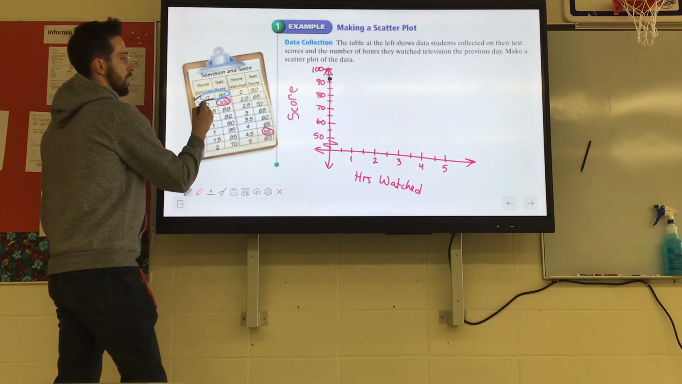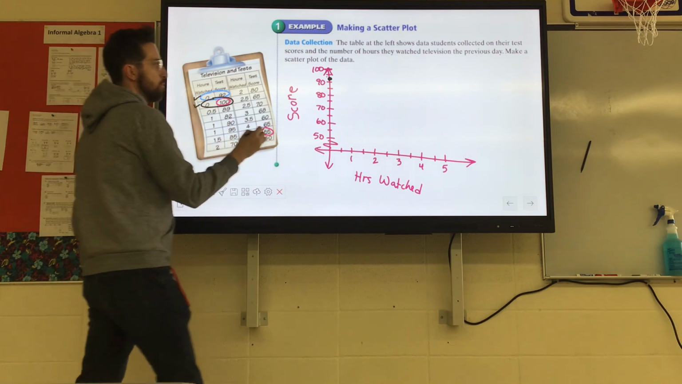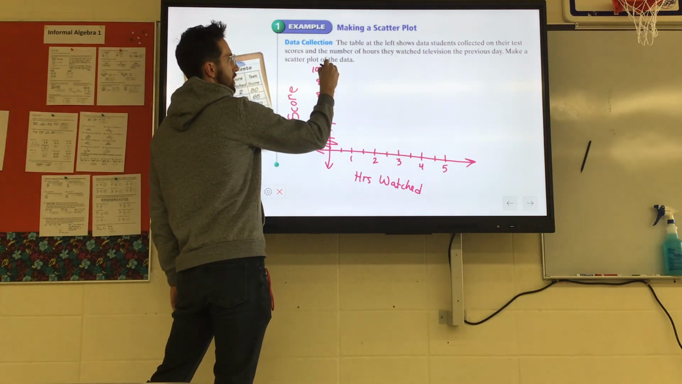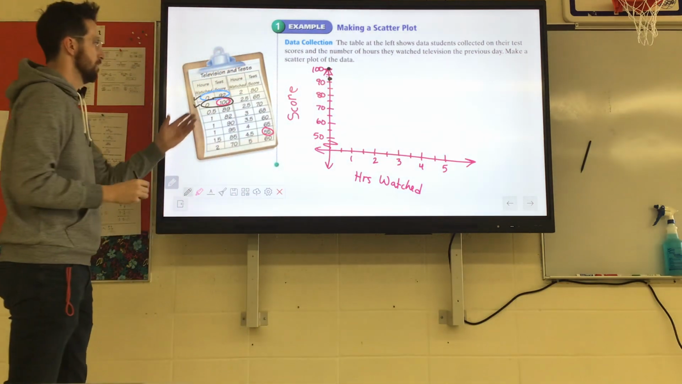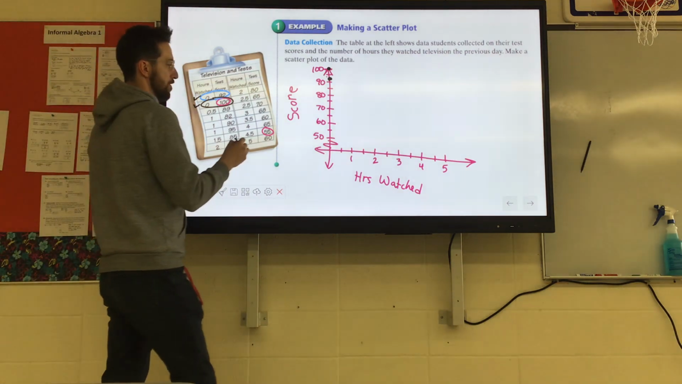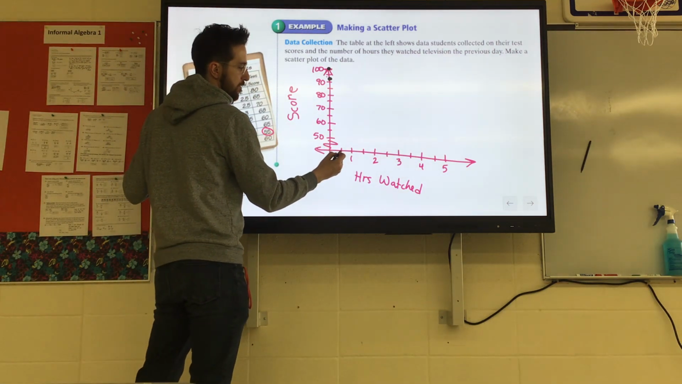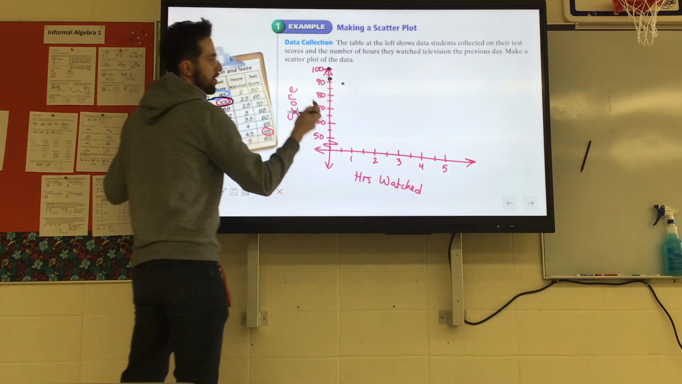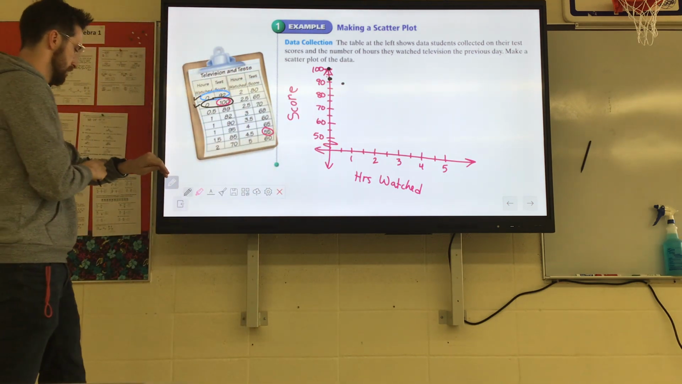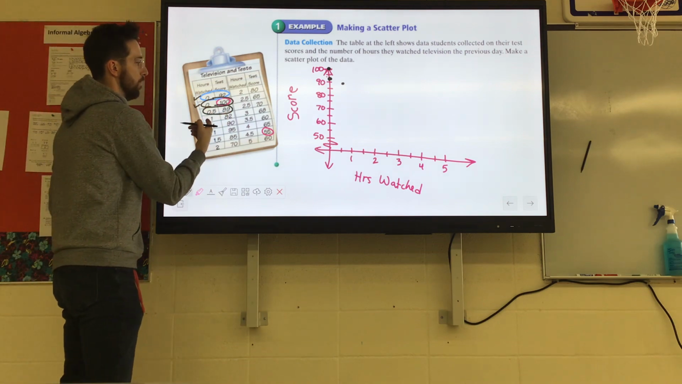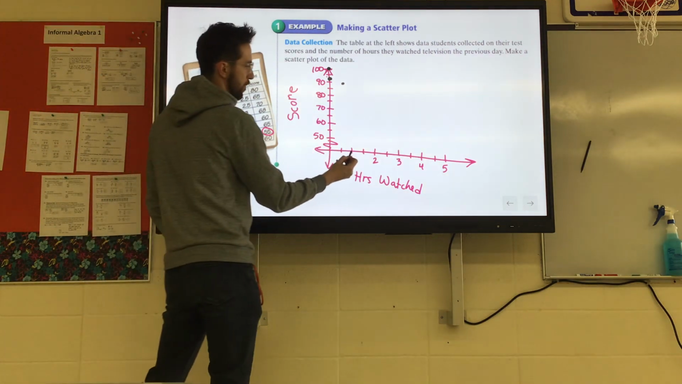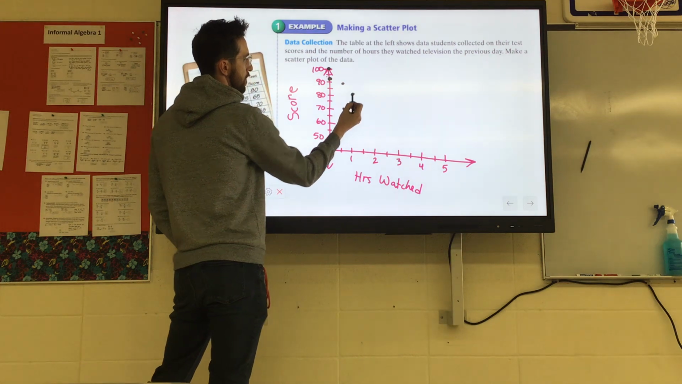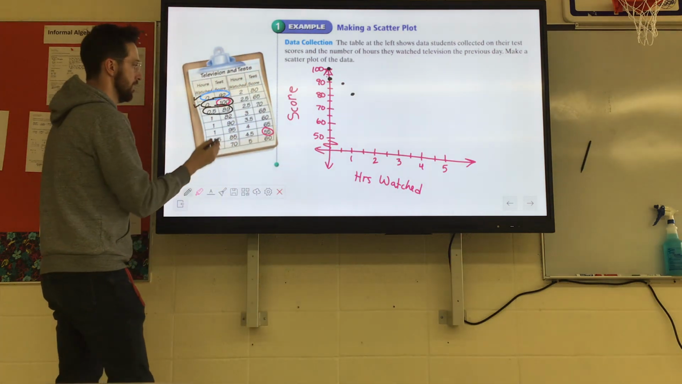Then we have 0 hours and 100%. Well done. It's going to be this dot here. Someone got 0.5 hours, half hour, and they got an 89. So here's 0.5. 89 is pretty darn close to 90. It'll be about there. Then we have 1 hour. They got an 82. 1 hour, 82. And we just keep plotting the points like that.